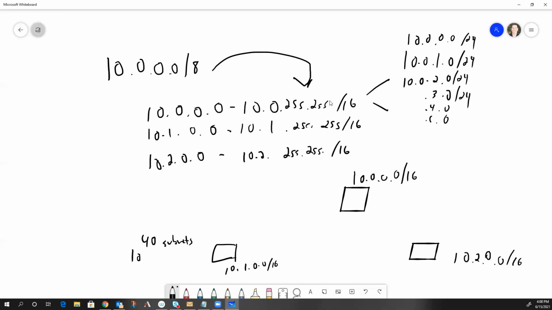So I'd have 10.1.0.0/24, .2.0, all the way down to .40.0/24. But instead of having to advertise 40 networks from my routing protocol back to the core, I can summarize it as 10.1.0.0/16. That address should be 10.1.1.0 and then 10.1. Oh yeah, I'm sorry. You're right. Thank you.